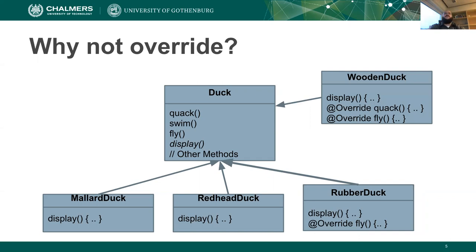We want to add this wooden duck. Maybe that'll float, right? Wooden models often do, but it doesn't quack. It doesn't fly. It would make sense maybe to group it with ducks in our program still, but we're reaching a breaking point with trying to override behaviors. Defeats the point of inheritance, right?